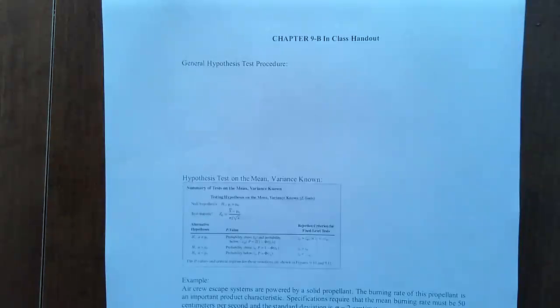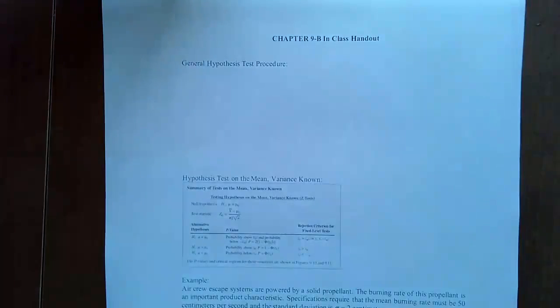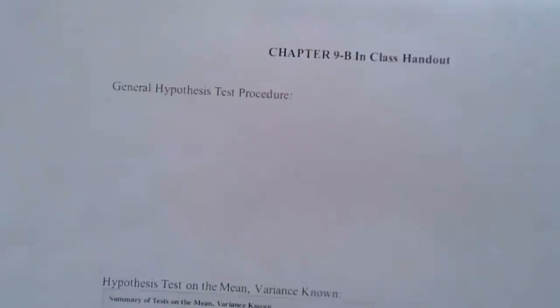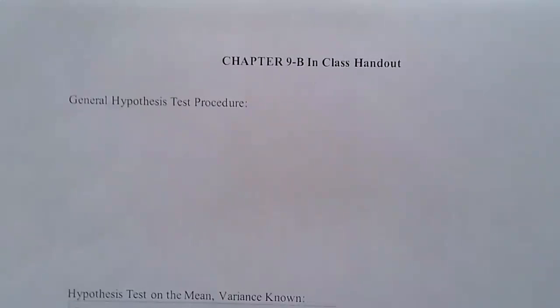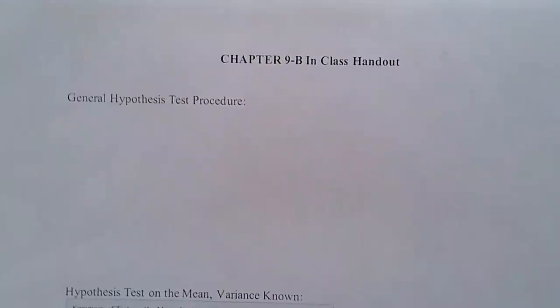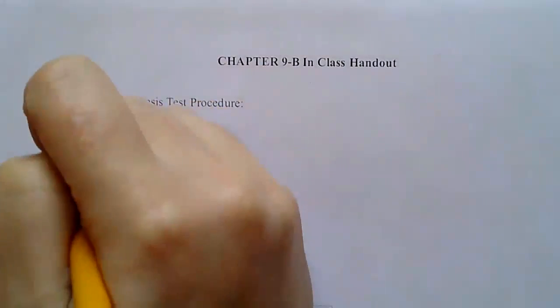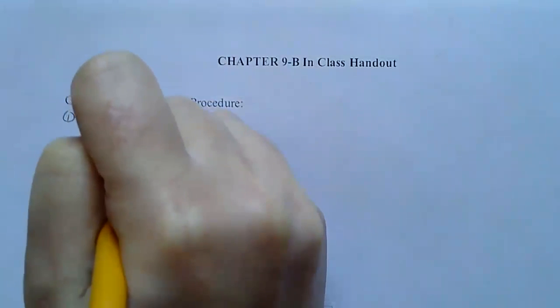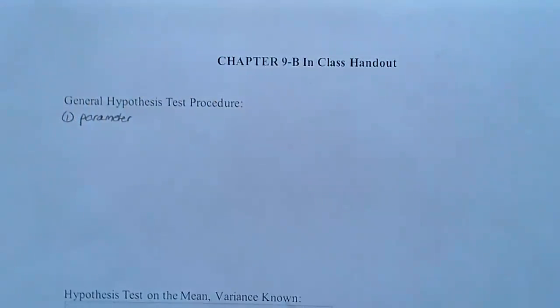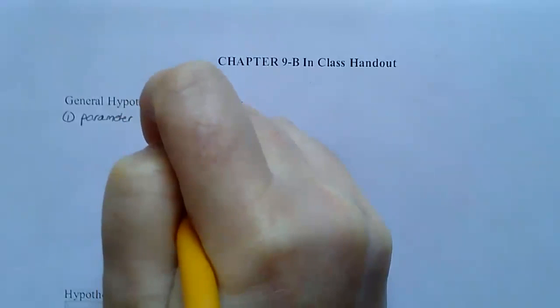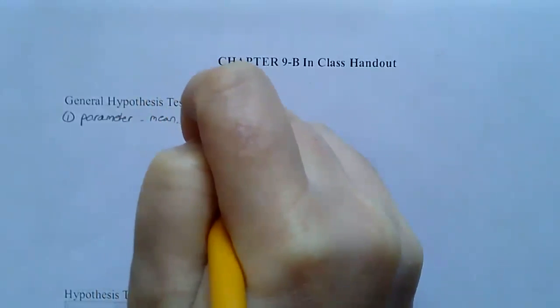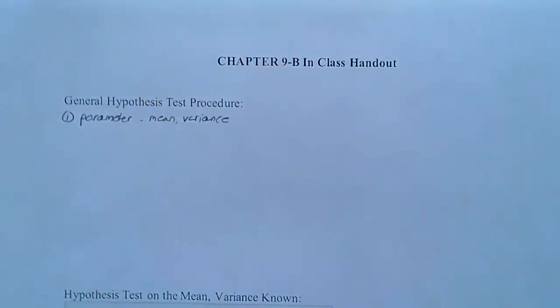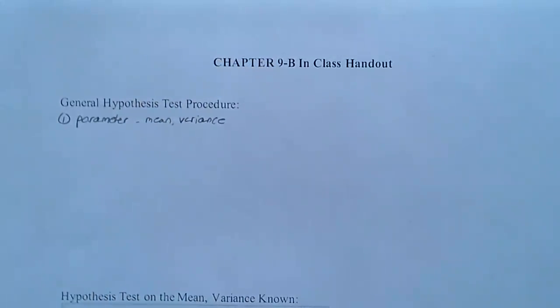Okay, so here is the second part of this lecture, looking at how we actually do the hypothesis test and what that means for this content. So when we're looking at the general hypothesis test procedure, it's a 7-step process. So step 1 is know your parameter. And so you want to look at the parameter of interest. So this might be a mean, this might be a variance. This could be a proportion.